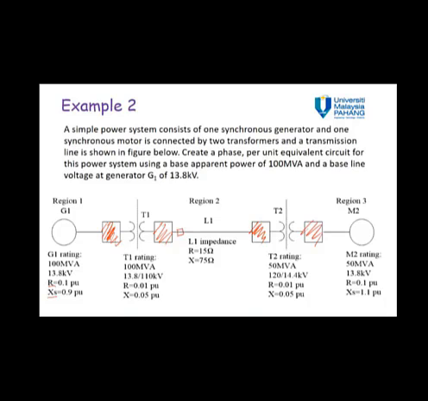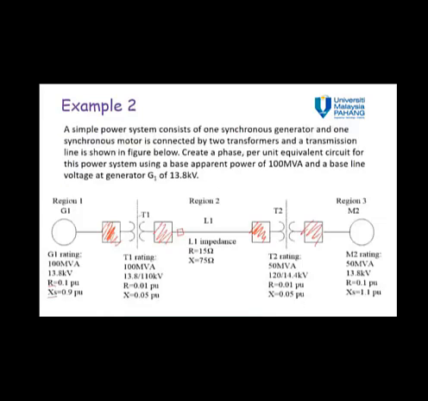So we have the transformer T1, and we just draw the transformer. The transformer also has a resistance value and an inductive reactance value, RT1 and XT1. Then we have line 1, transmission line 1, with its parameters, the resistance value and inductance value.